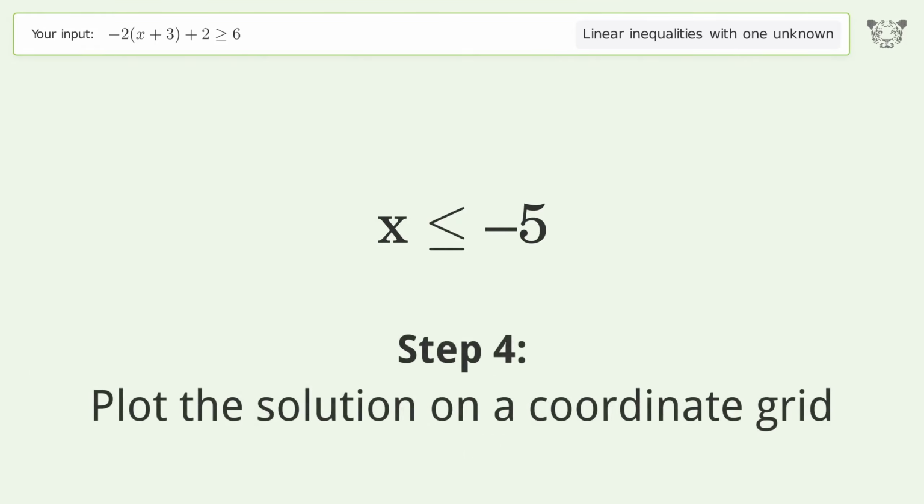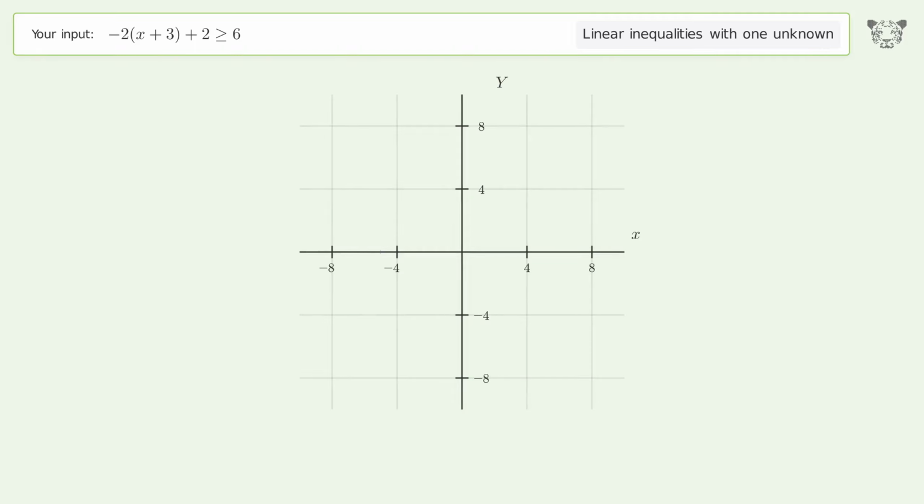Plot the solution on a coordinate grid. And so the final result is x equal or smaller than -5.